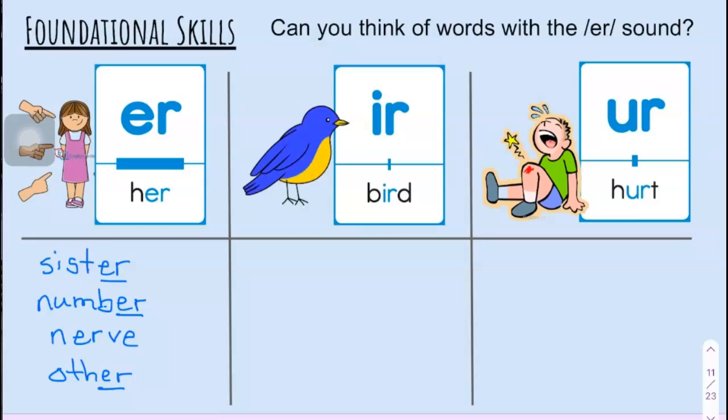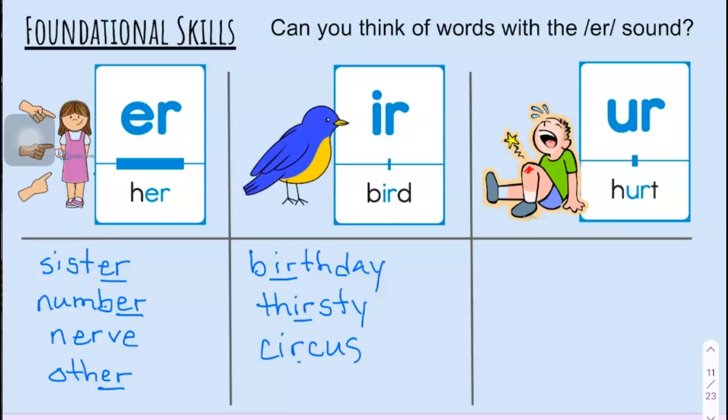How about IR? How about birthday? IR. How about thirsty? IR. How about circus? A lot of these words have the IR in the middle of the word.